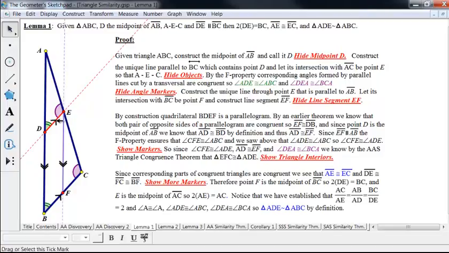Now, I've got the parallel sides marked, so this one here and this one here are parallel, this and this are parallel. Now, we proved an earlier theorem about parallelograms, and we know that both pairs of opposite sides are congruent. So we know that DE and BF are congruent, and we also know that EF and DB are congruent.